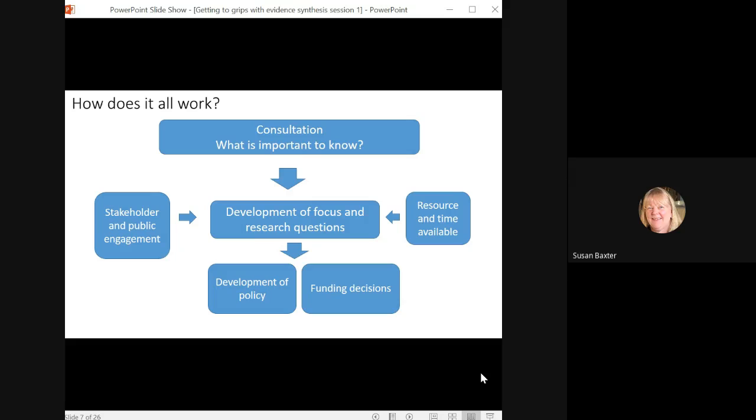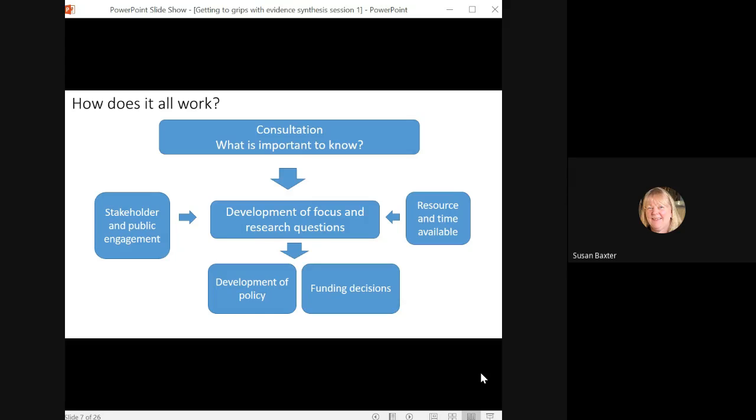So they talk to the NHS, obviously, members of the public, patient groups, all sorts of different stakeholders. And they then ask, what do you think is important? What do we need to know more about? So these topics, and really they're topics at this point, come to us. And then it's up to us to develop some kind of focus and some particular research questions, really to decide exactly what we're going to look at.